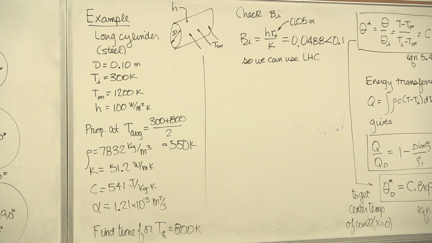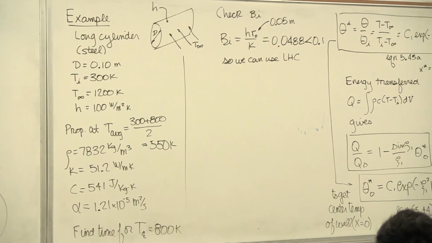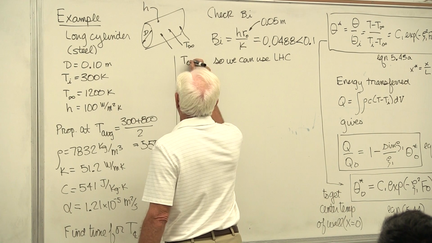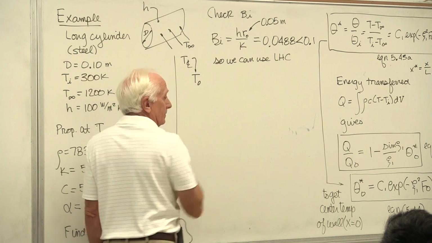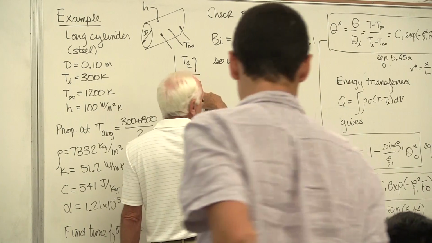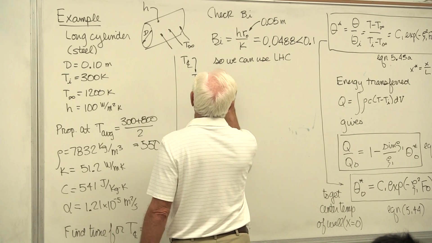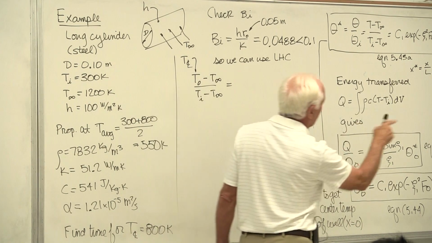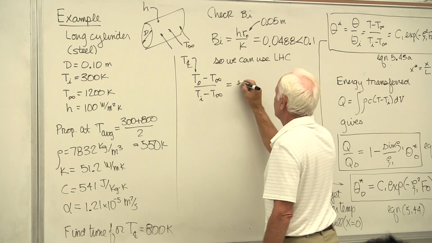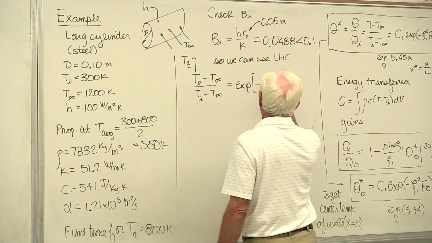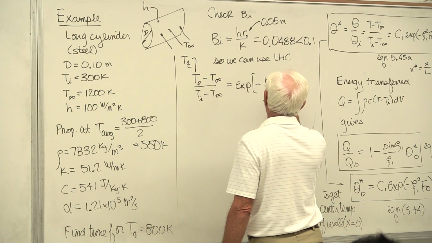Okay, let's see. So, we're supposed to find time. Center temperature, okay? There's the equation right there. This is T center line. The subscript 0 means at radius equals 0. T where the radius equals 0, minus T infinity, divided by T initial minus T infinity is equal to EXP minus our HAS over rho CV T.